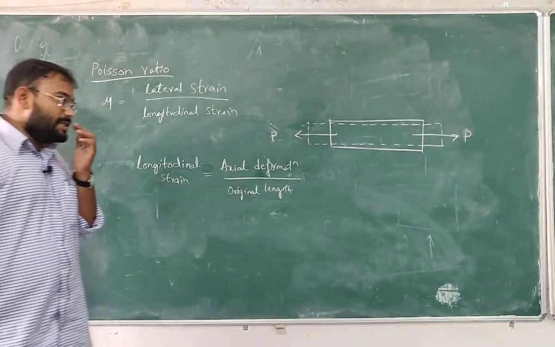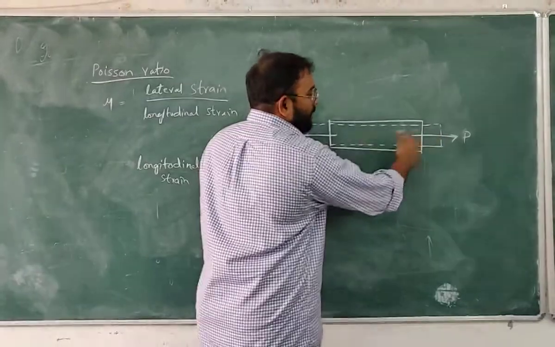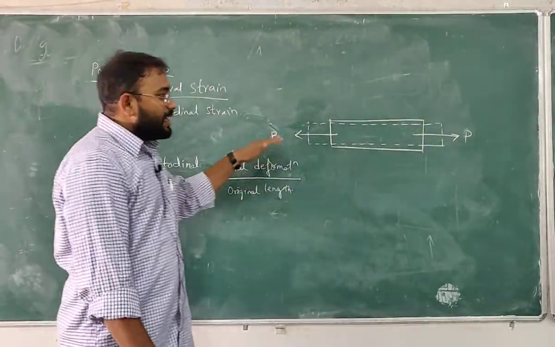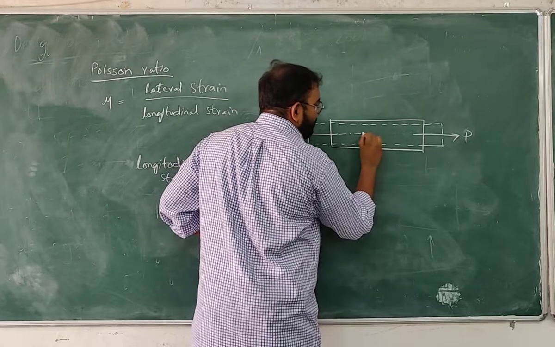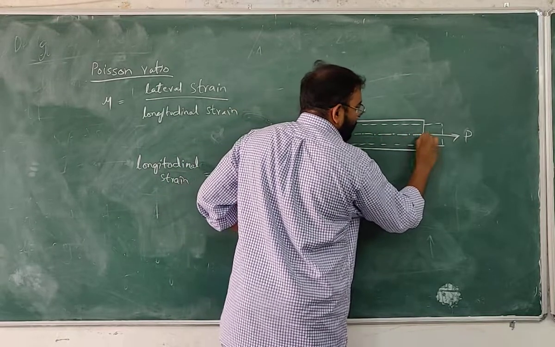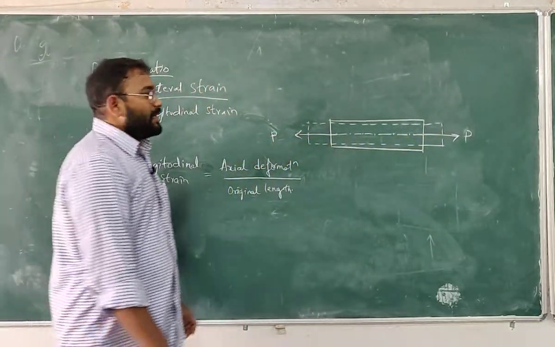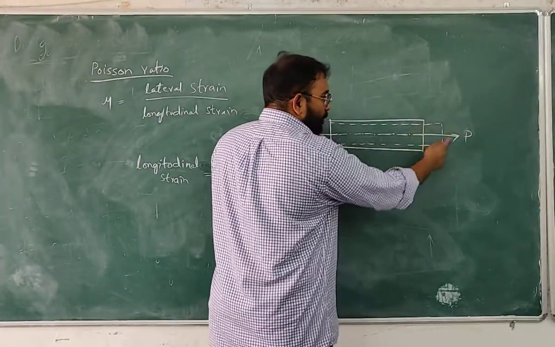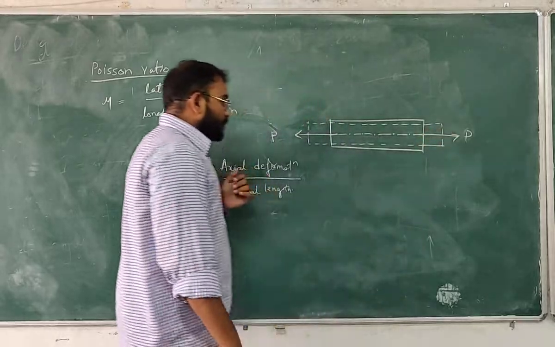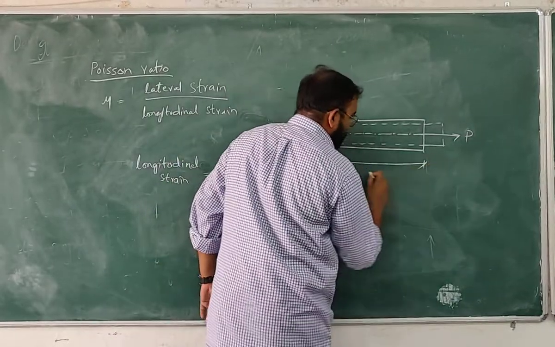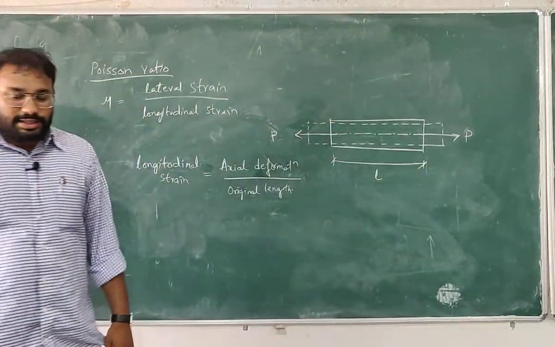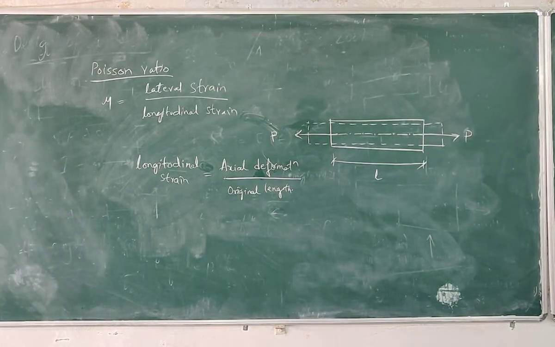What do you mean by axial deformation? Deformations taking place parallel to the axis of member. Load is applied parallel to the axis of member. What is the axis of member? This is nothing but your axis of member. Deformations are taking place parallel to this axis. Load is applied parallel to this axis. So, axial deformation to original length. This was the original length, L. Axial deformation to the original length is called longitudinal strain. So please also draw the diagram which will make you more clear.